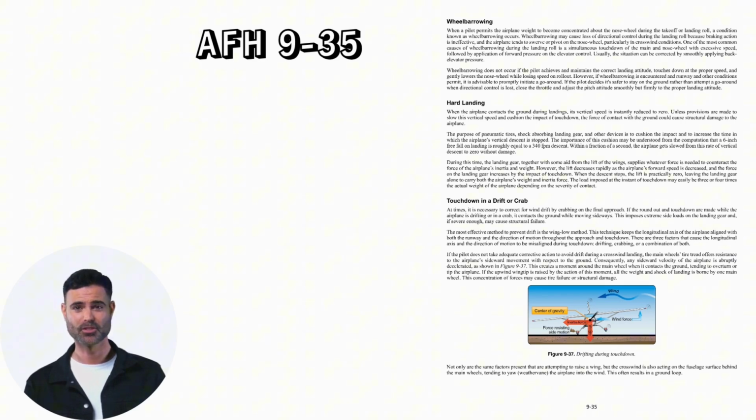The importance of this cushion may be understood from the computation that a 6-inch free fall on landing is roughly equal to a 340 FPM descent. Within a fraction of a second, the airplane gets slowed from this rate of vertical descent to 0 without damage. During this time, the landing gear, together with some aid from the lift of the wings, supplies whatever force is needed to counteract the force of the airplane's inertia and weight.